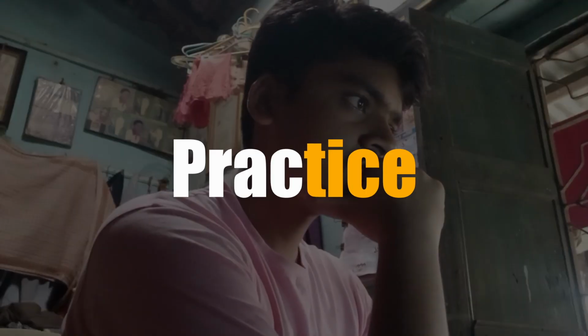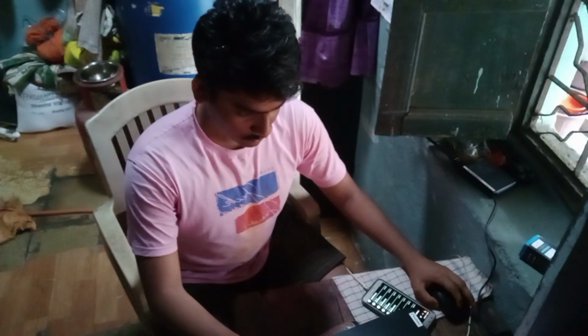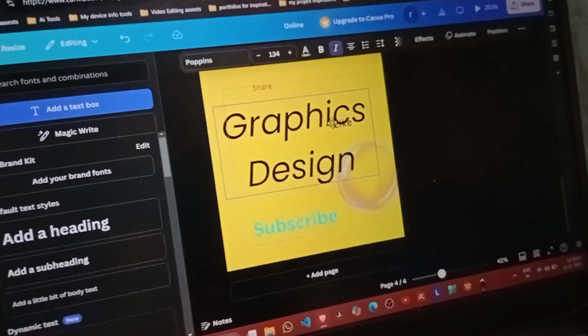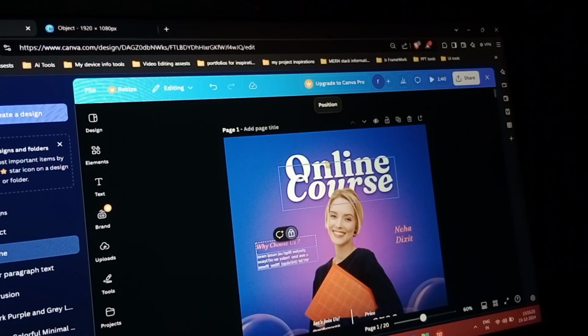So after these fundamentals, there is only one important thing remaining, which is practice. Only practice will make you a master in every skill. So by following these fundamentals, anyone can become a really good graphic designer. And just practice, practice and practice, you will achieve a professional looking design. That's what it means, practice.